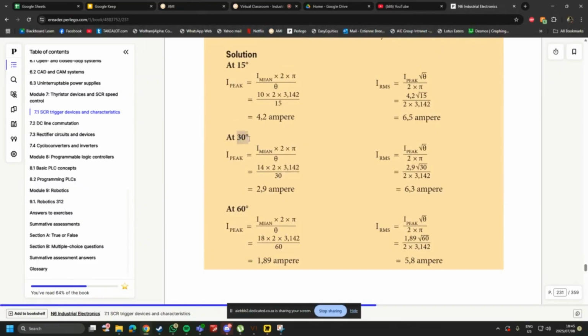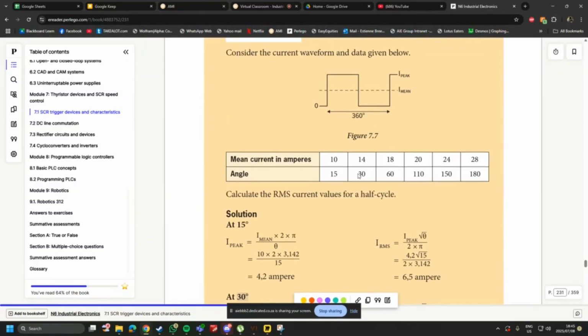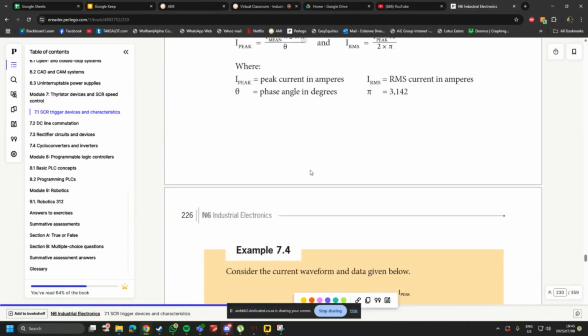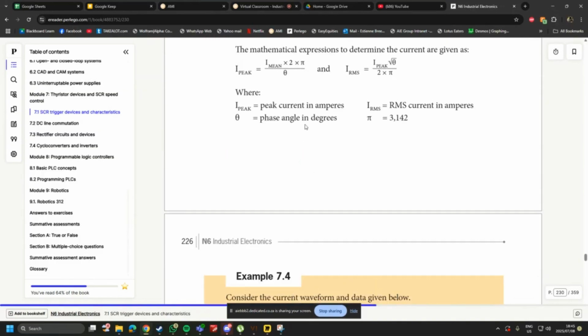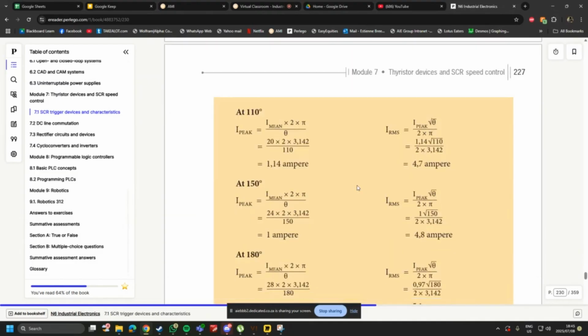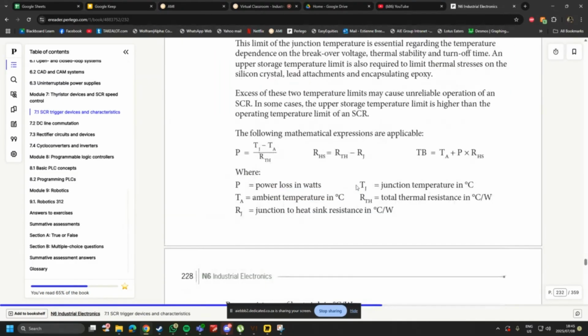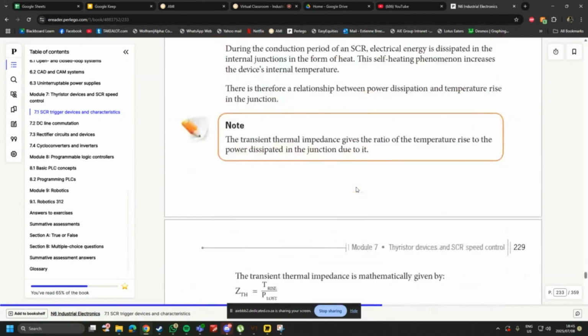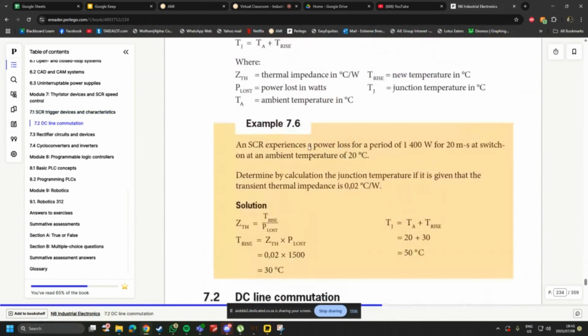So you have to convert these degree values to radian values. I mean, the pi should actually already be an indication that you're working with radians. This is not correct. Right, so then there are also some more temperature calculations. So I'm going to skip this for now.